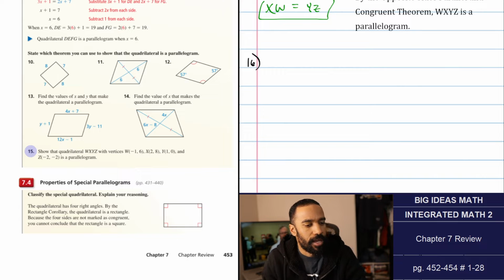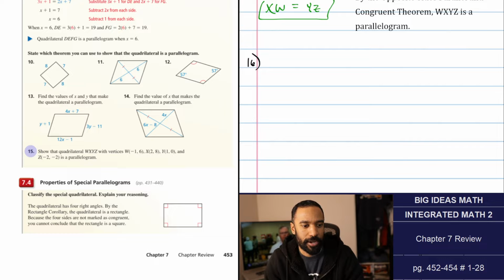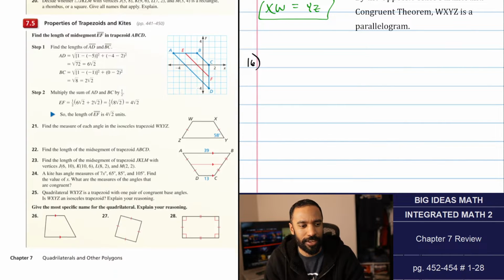All right. Classify the special quadrilateral. Explain your reasoning. So only 4 right angles here. Notice they said quadrilateral, not parallelogram. But a quadrilateral with 4 right angles is going to be a rectangle. By the rectangle corollary, it's that because they're not marked as congruent, you cannot conclude it's a square. Doesn't mean it can't be a square. Just means we don't know for sure. So the most specific we can guarantee ourselves is a rectangle. And that's the only instructions that they give us.